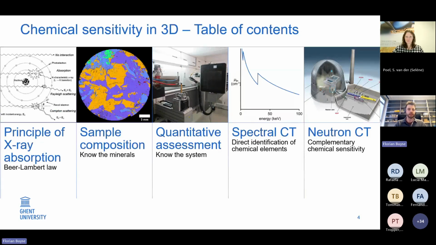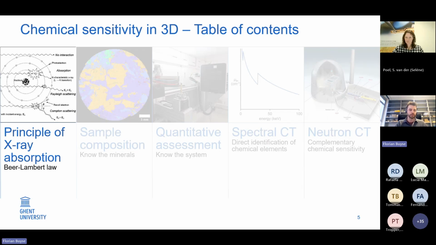For today, I will talk about these subjects presented here. I will start with the principle of X-ray absorption. This is the first theoretical, important part. Then I'll talk about sample composition, the quantitative assessment, from knowing the minerals to knowing the system, then the implementation of spectral CT. And some of the current work I'm working on is combining X-ray CT with neutron CT for their complementarity and chemical sensitivity. So we'll start with a short introduction of the principle of X-ray absorption.